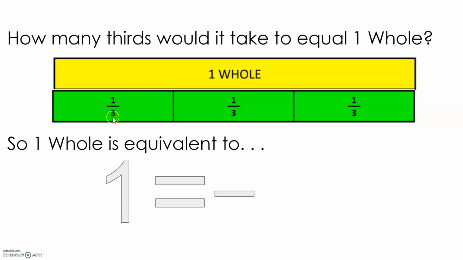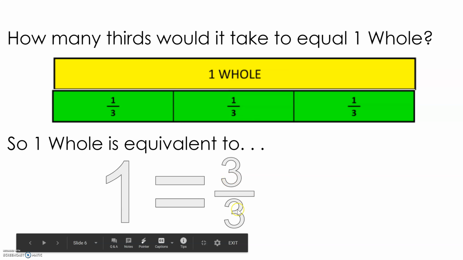So we would have, if we count them, 1/3, another third would be 2/3, and another third would be 3/3. 1/3, 2/3, 3/3. So 1 whole is equivalent to 3/3. Same amount. The pieces look different. There are more pieces when we have thirds, but the amount is the same. Take a look at that numerator and denominator. Hope you're seeing a pattern.